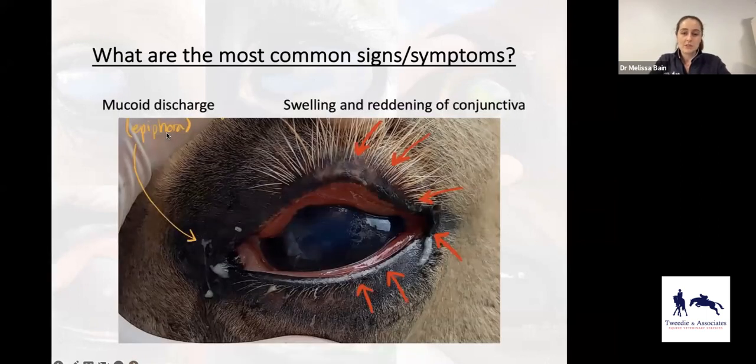Here we have a different eye. So this is more of a really swollen eye. We've got swelling and reddening of the conjunctiva. We've got some mucoid discharge. And I think you should be able to see there's some changes in the texture of that eye there. Now this is quite different to the other one, but was also an ulcer.